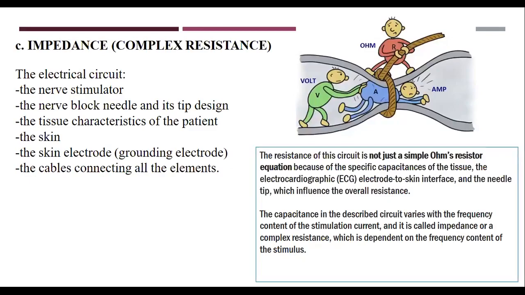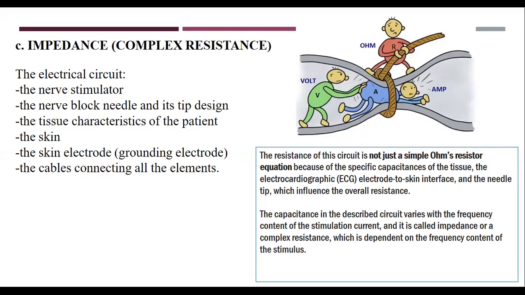Next is impedance, a complex resistance. Electrical circuit impedance can come from the nerve stimulator, the nerve block needle and its tip design, the tissue characteristics of the patient, the skin electrode or the grounding electrode, and the cables connecting all the elements. The resistance of this circuit is not just a simple Ohm's law resistor equation because of the specific capacitance of the tissue, the ECG electrode to skin interface and the needle tip, which influence the overall resistance.